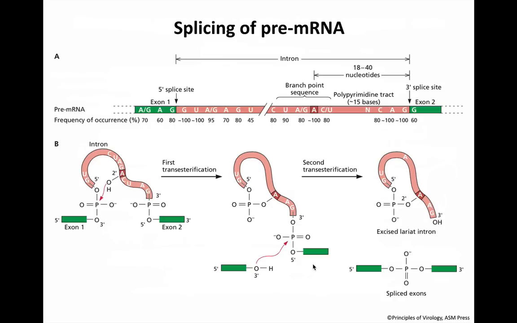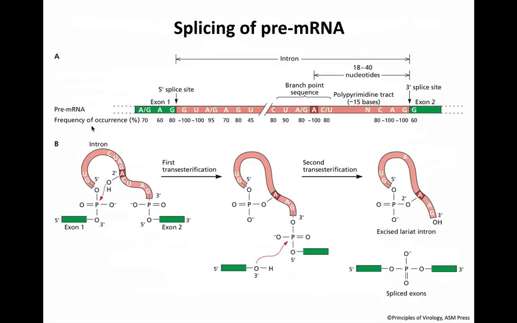Sequencing of DNA of a large number of cellular and viral mRNAs and their genes identified short consensus sequences at the 5' and 3' splice sites, which are joined to each other in mature mRNA. So here is a diagram of a pre-mRNA. The mature RNA is in green, and the pink is what is spliced out. So here's the 5' splice site, which will be joined to the 3' splice site.